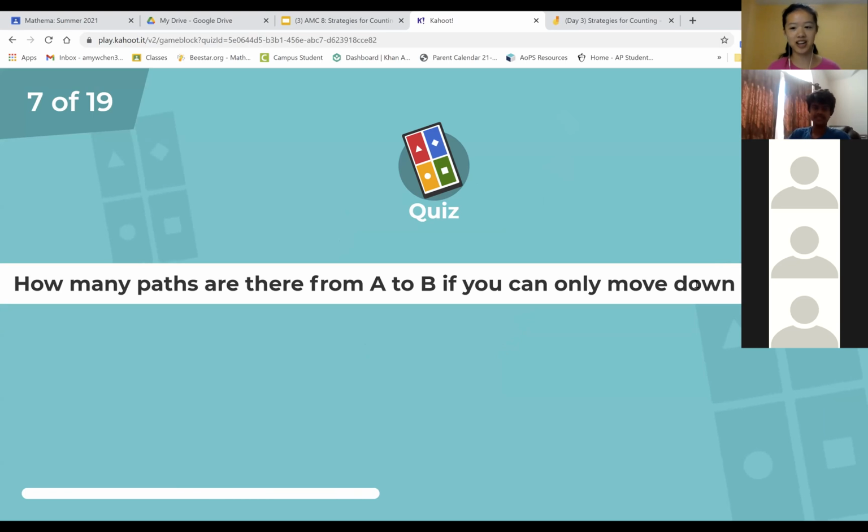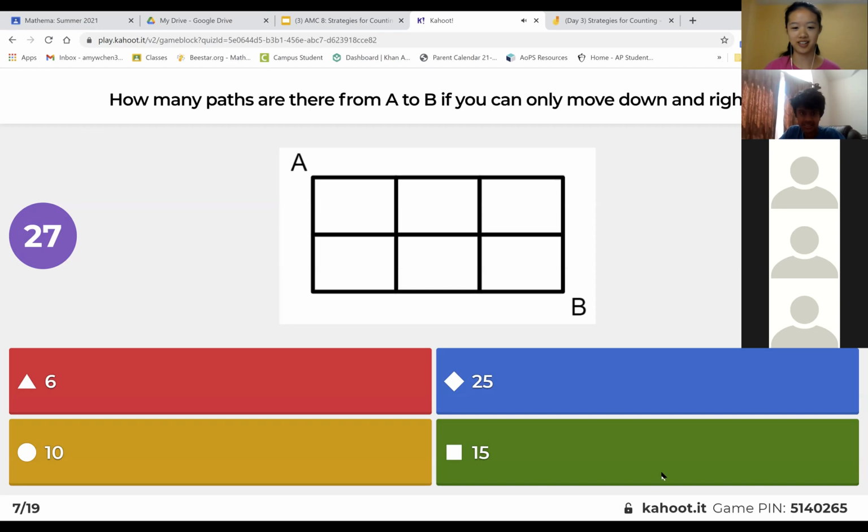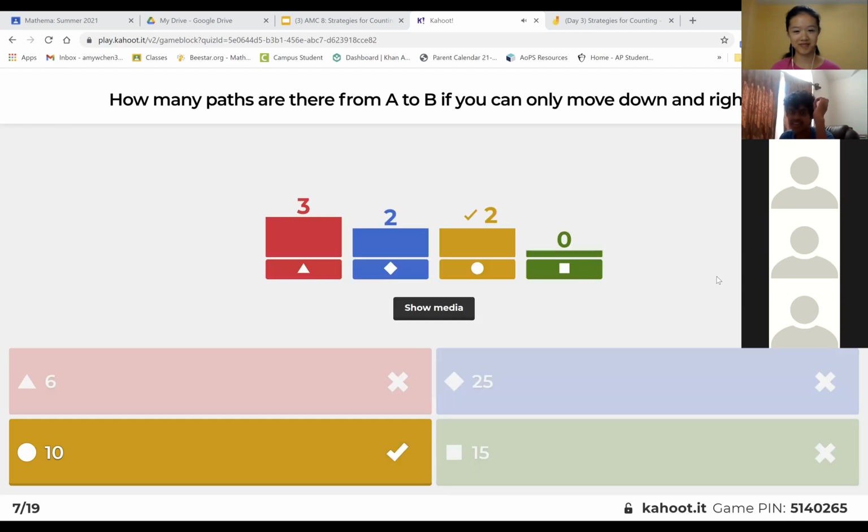How many paths are there from A to B if you could only move down and right? This is not too hard, I hope. Yeah, it's not hard. Everybody should be getting this one. I forgot how to do this, so I kind of guessed. Okay, remember, 2 down and 3 right? So yeah, it's 5. I also forgot. Uh-oh. Okay, we'll go over it later, guys.